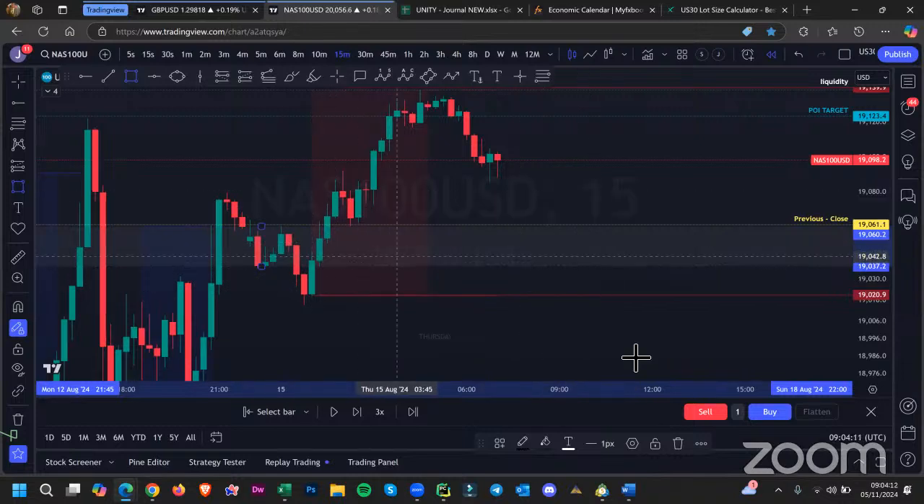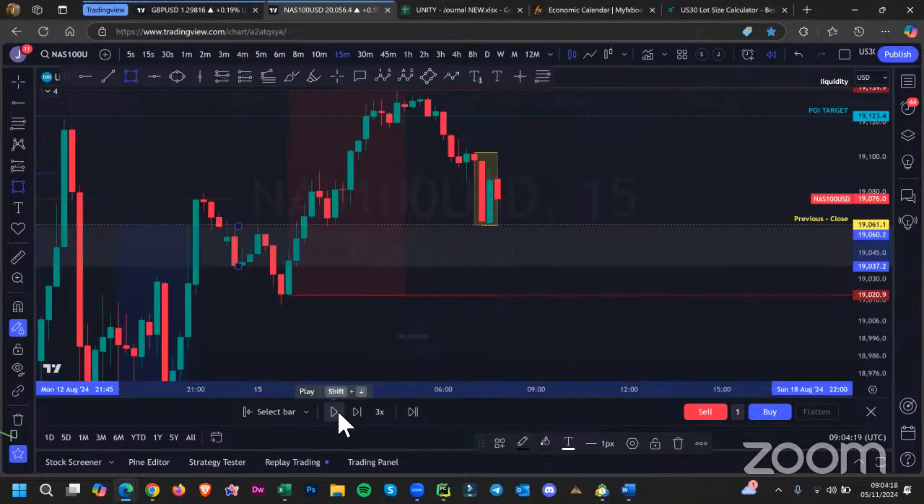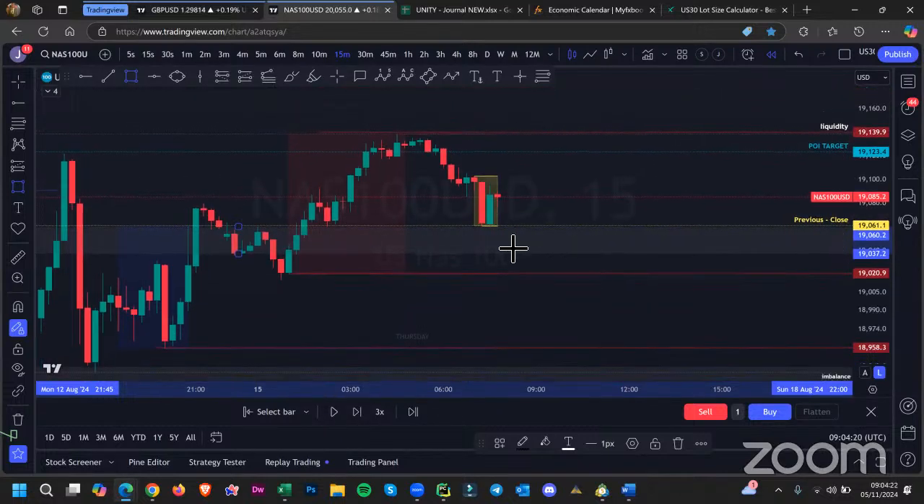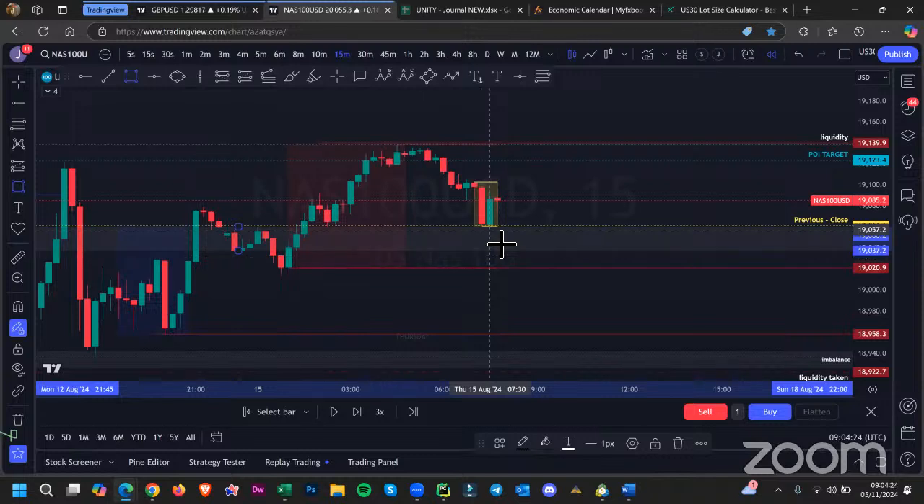Okay, let's play it forwards, see what happens. All right, you see the market pushing down here. Now liquidity hasn't been taken yet. All right, look, it's Asian. This is real life. This isn't us making things up. Asian session, liquidity above, liquidity below.